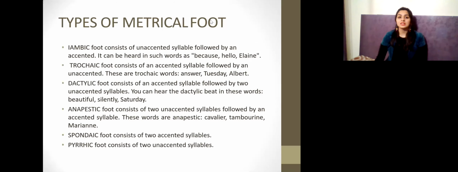Okay, now let's see types of metrical foot. Iambic foot consists of an unaccented syllable followed by an accented one. It can be heard in such words as because, hello. Trochaic foot consists of an accented syllable followed by an unaccented one. These are trochaic words: answer, Tuesday, Albert.